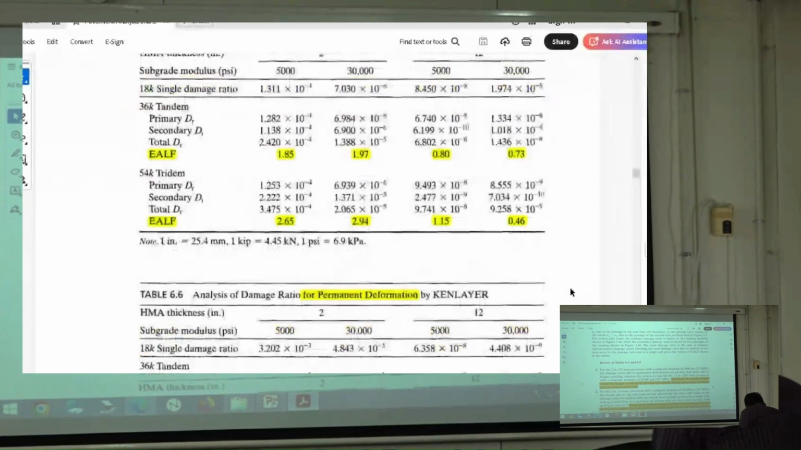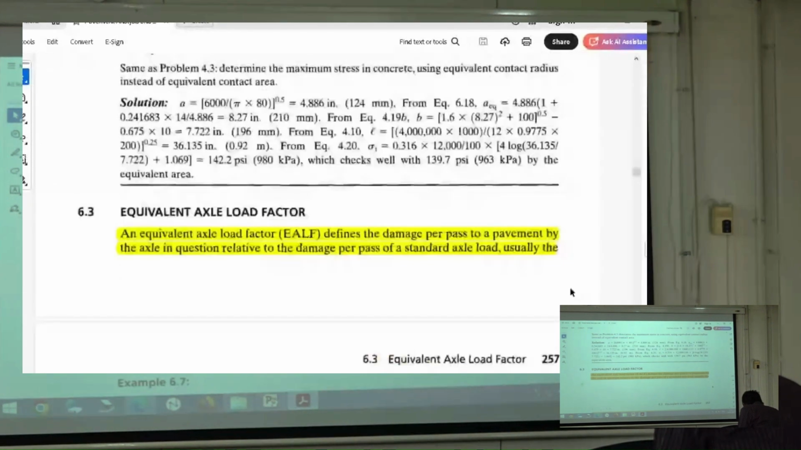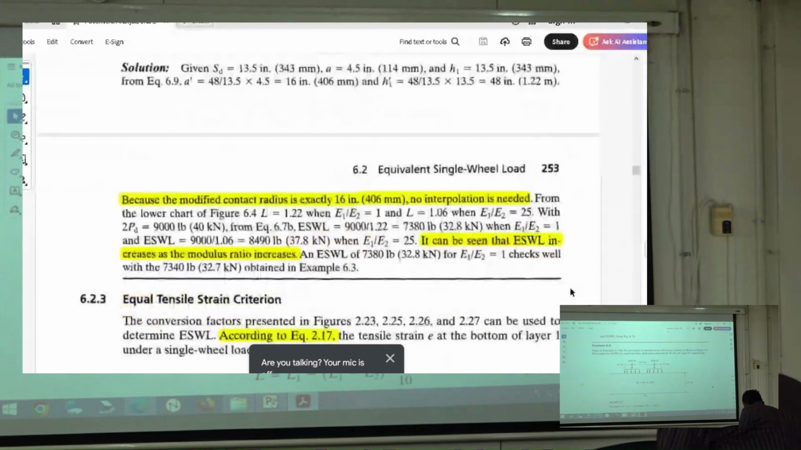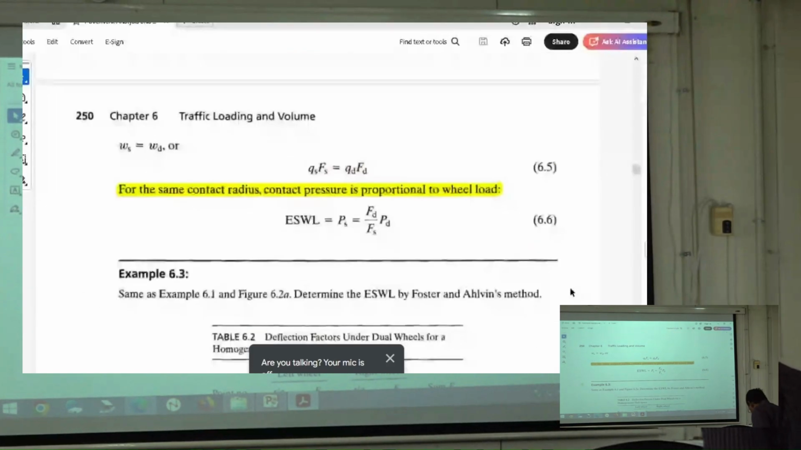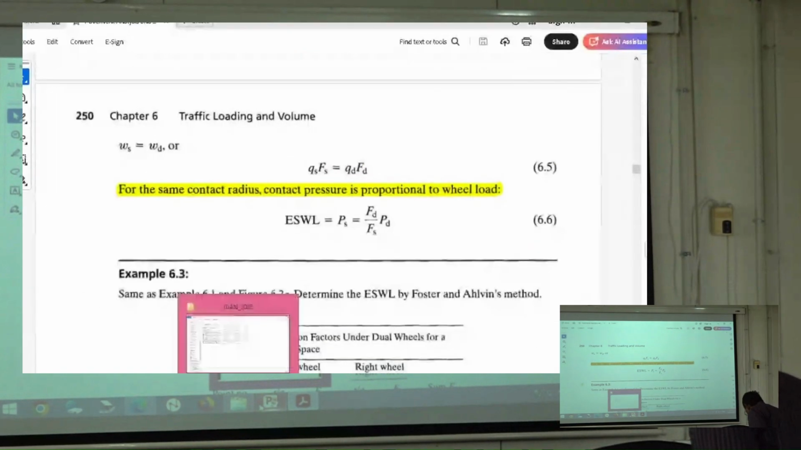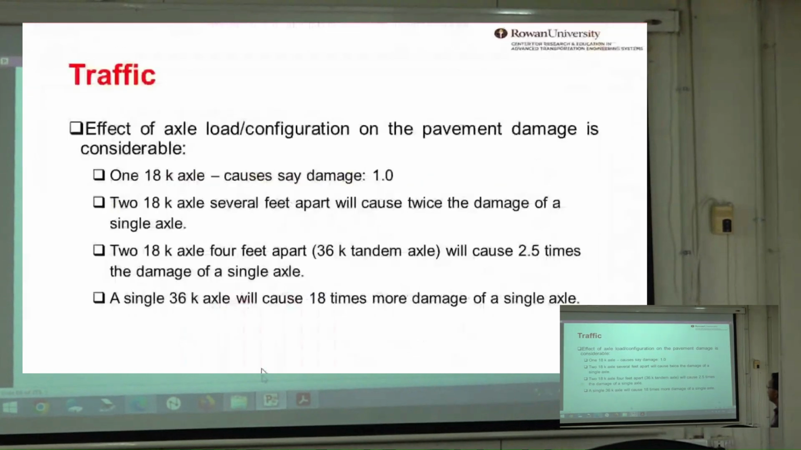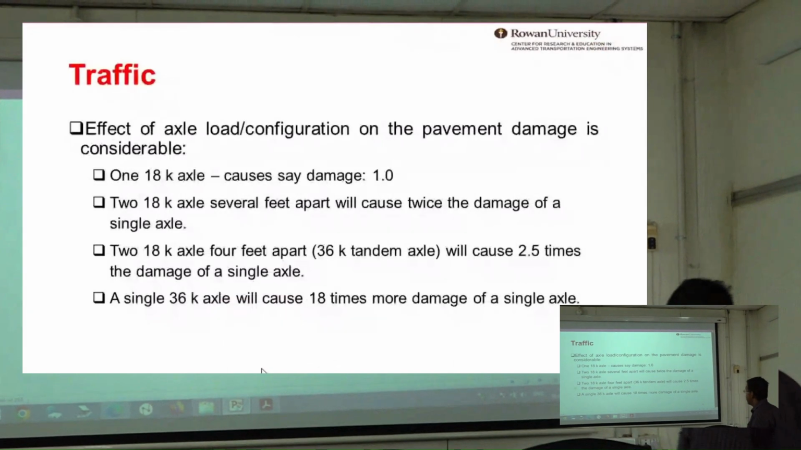There was something for concrete as well. It's there somewhere. So there's a separate table for the concrete as well. Let's keep going. All right, 280 will cost 2.5 times damage. Same thing using these tables. You can get this one.